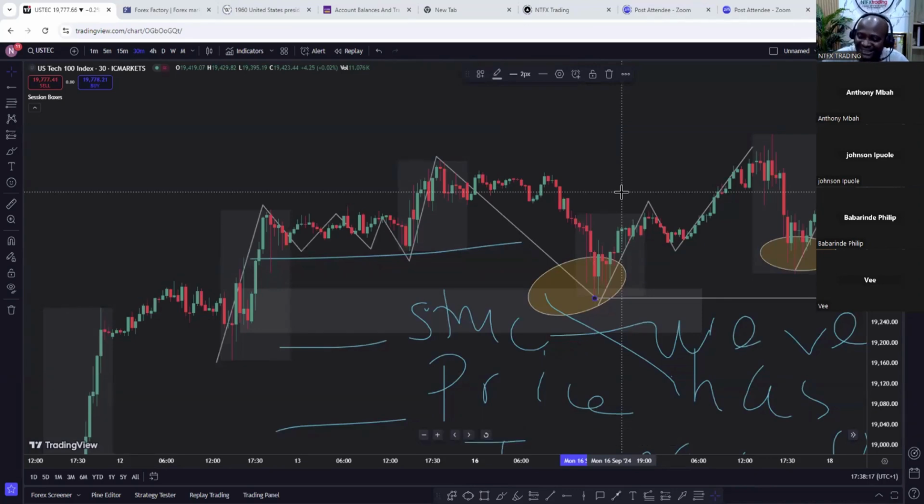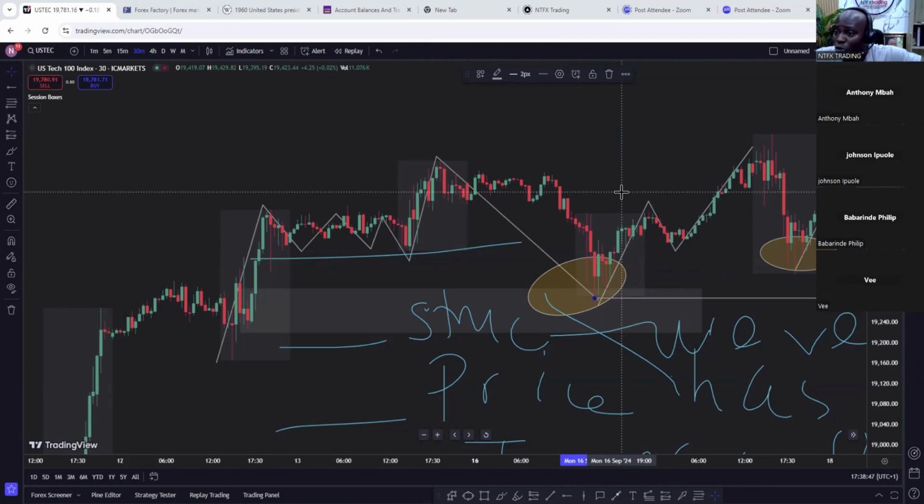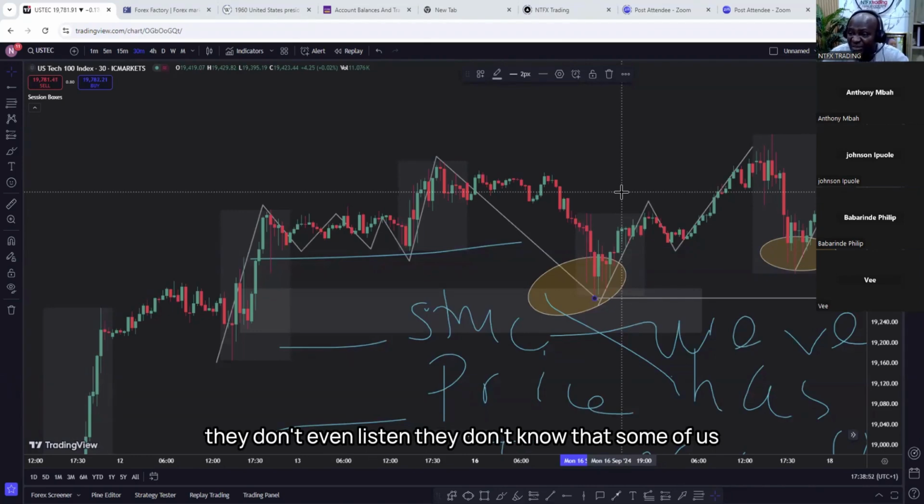You see, people in this industry are so stupid that they think that driving a big Jeep, Range Rover, big Jeep, driving a helicopter up and down is equivalent to knowledge. So myopic, so idiotic. When I look at the number of useless traders in this industry, I just shake my head. If you don't show off, carry Jeep. If you are displaying knowledge, they don't even listen.